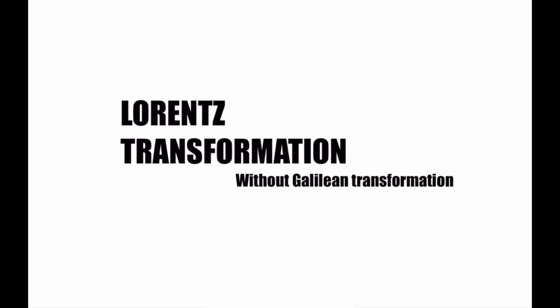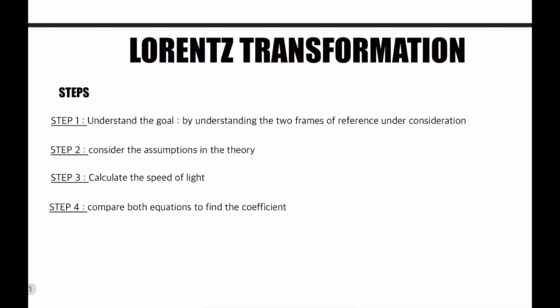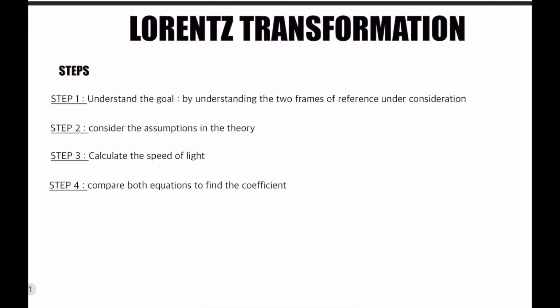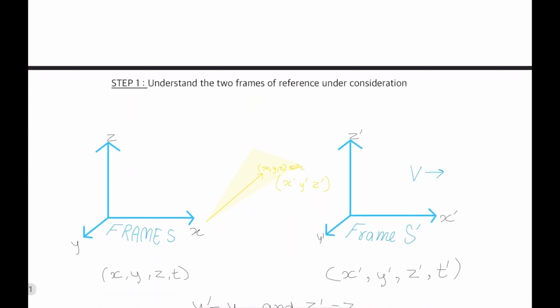The first thing we study when we start special relativity is the Lorentz transformation equations, and these equations can be derived using just 4 steps. The first step is to understand what we need to derive, and before that we need to understand what's already given to us. So all the information we have, we'll write it down, and then we start looking at our goal and how to get there.